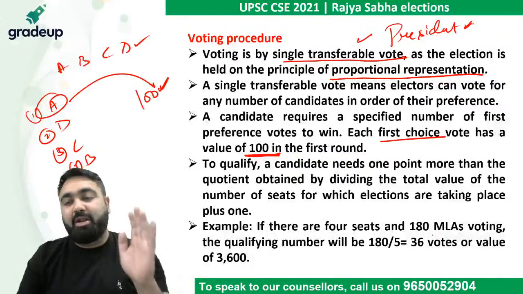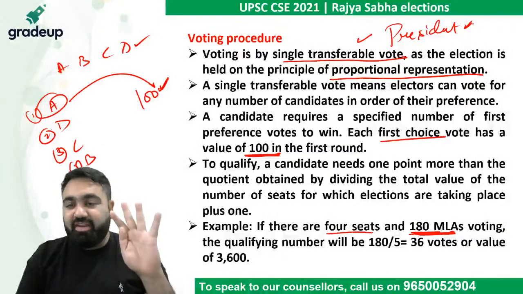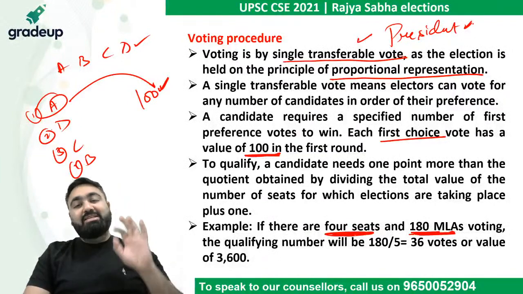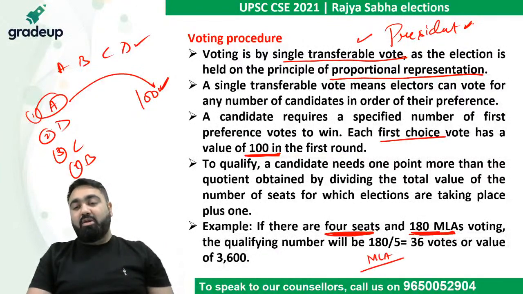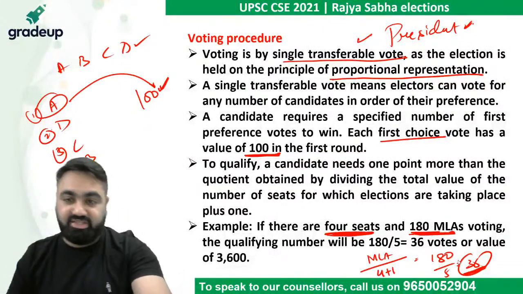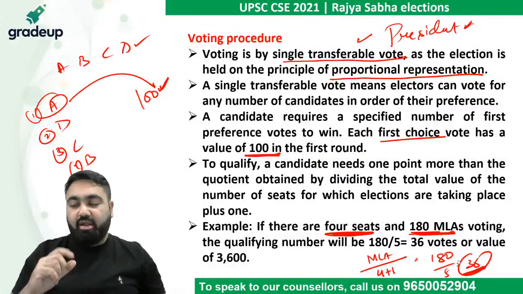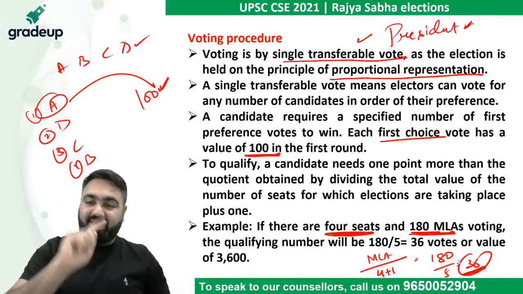If there are, for example, a total of 180 MLAs that are voting, and there are 4 vacancies in the Rajya Sabha, so 4 people have to be sent to Rajya Sabha, then the formula is that the winning candidate requires the number of MLAs divided by the total number of vacancies plus 1, that is 4 plus 1, these many votes. So if there are 180 MLAs who are voting, any candidate who gets 36 votes will win the election. In order to win the election, how many votes do you have to get? You have to make sure of the total number of votes divided by the total number of vacancies plus 1.